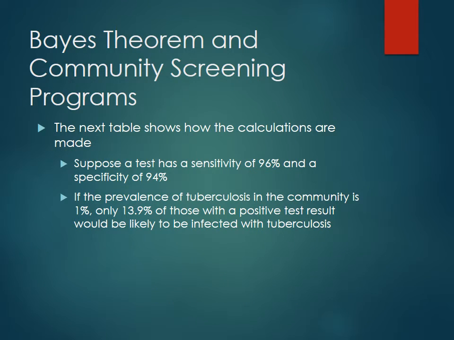So the next table will show how the calculations can be made. Again, I'm not going to ask you to do those calculations, but just see how it goes into it. Let's say we have a test that has a sensitivity of 96% and a specificity of 94%. That sounds like a pretty good test, right? It should be able to detect people who truly have disease and correctly identify people who don't have the disease. Sounds pretty good. And let's say the prevalence of TB in a community is only 1%. Then you'll see that when we do the calculations, 13.9% of those with a positive test result are actually likely to be infected with TB. So I'll show you how that works.